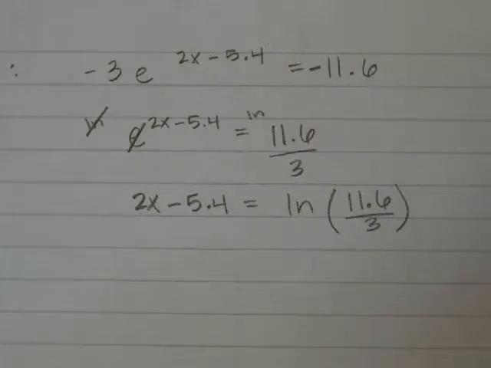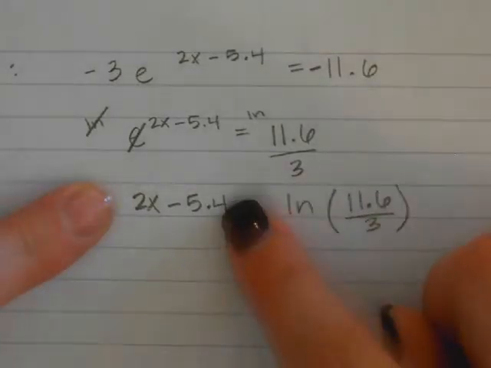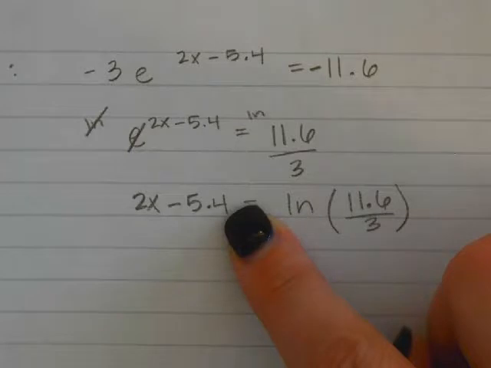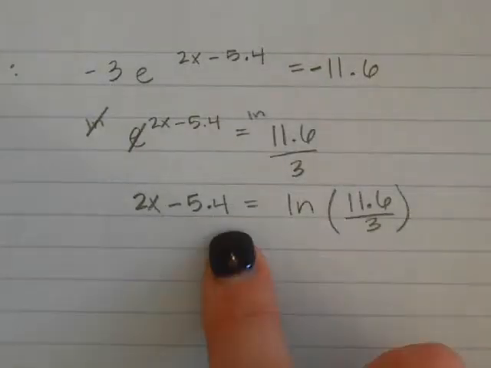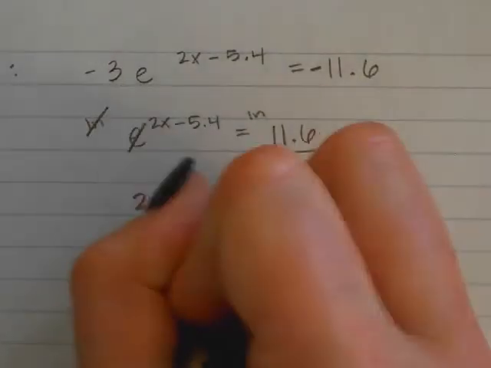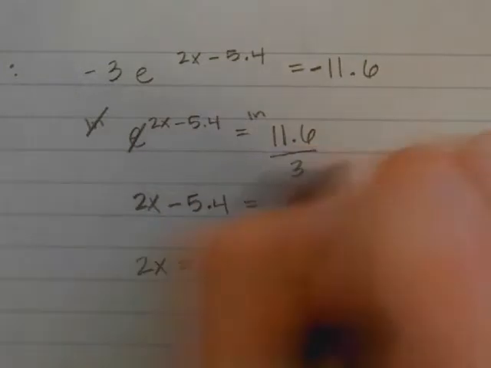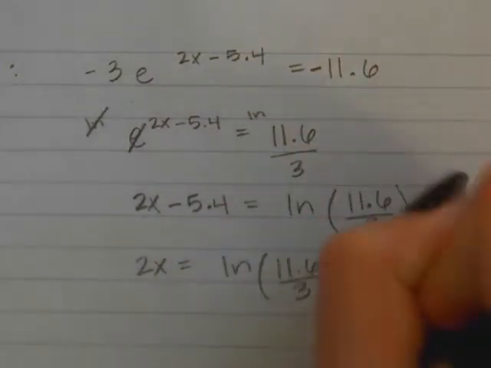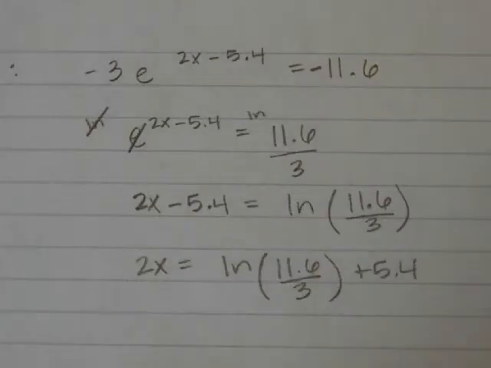So I multiplied or divided something to the other side. I dealt with my exponent issue. Now I'm getting to the inside of what the parentheses would have been, the inside of the exponent. And now I just have to do the order of operations that I know are important when solving. So do I deal with the 2 first or the 5.4? 5.4. So I'm going to add it to the other side. 2x equals ln of 11.6 over 3 with a plus 5.4 on the end.